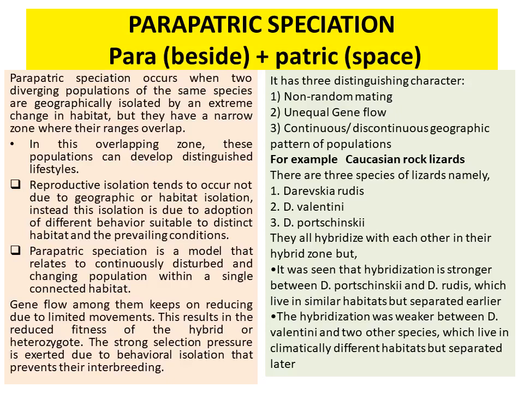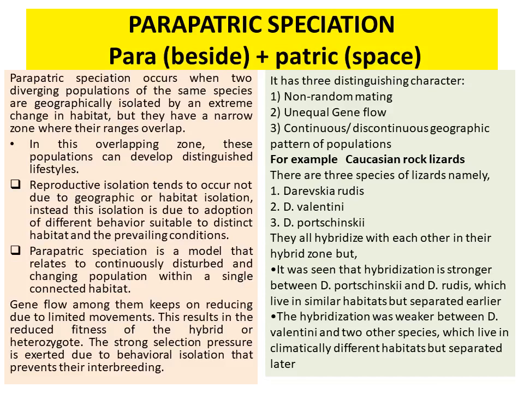It is instead due to adoption of different behavior suitable to the distinct habitat and the prevailing conditions. So parapatric speciation is a model that relates to a continuously distributed and changing population within a single connected habitat, right? Gene flow among these keeps on reducing due to limited movement. This results in reduced fitness of the hybrid or the heterozygote, and strong selection pressure is exerted due to behavioral isolation that prevents their interbreeding.